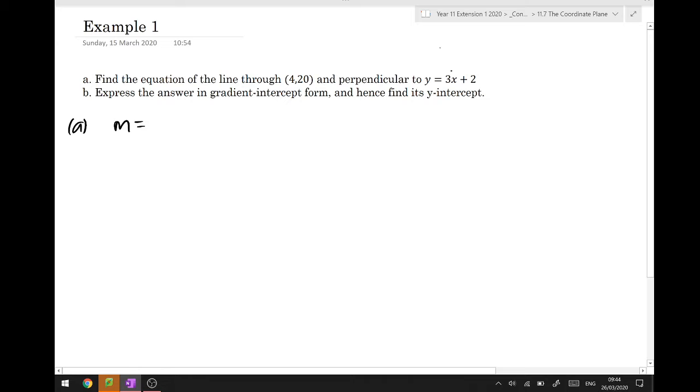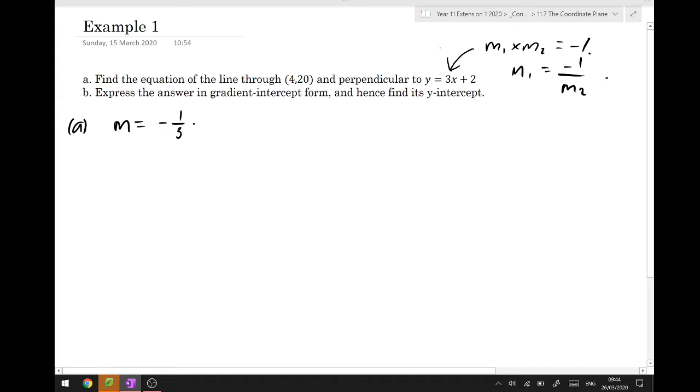So we know that it's perpendicular to this, and we remember that for perpendicular lines, when we take the product of both of their gradients, it is equal to -1. Or in other words, m1 is equal to the negative reciprocal of the other. So if my gradient is 3, then my negative reciprocal, or my second gradient, is -1 on 3.